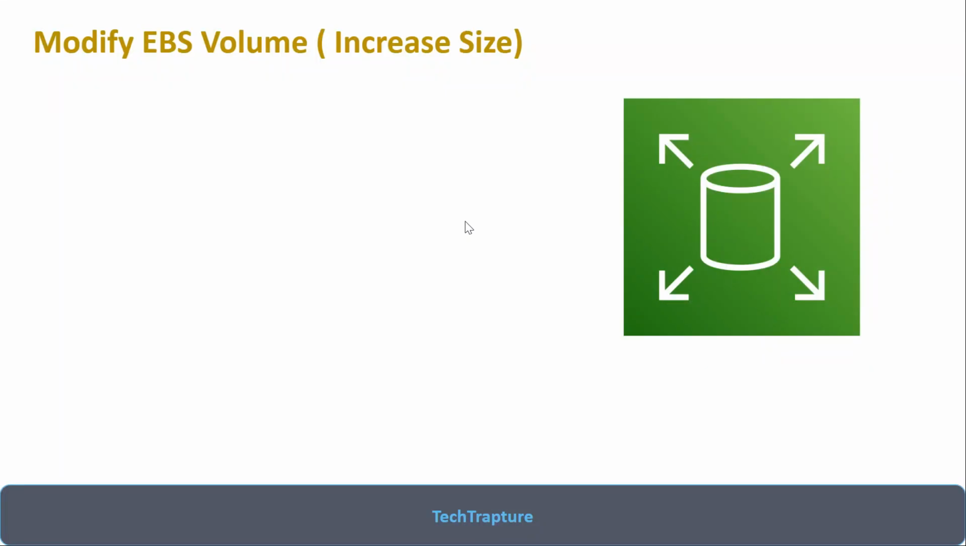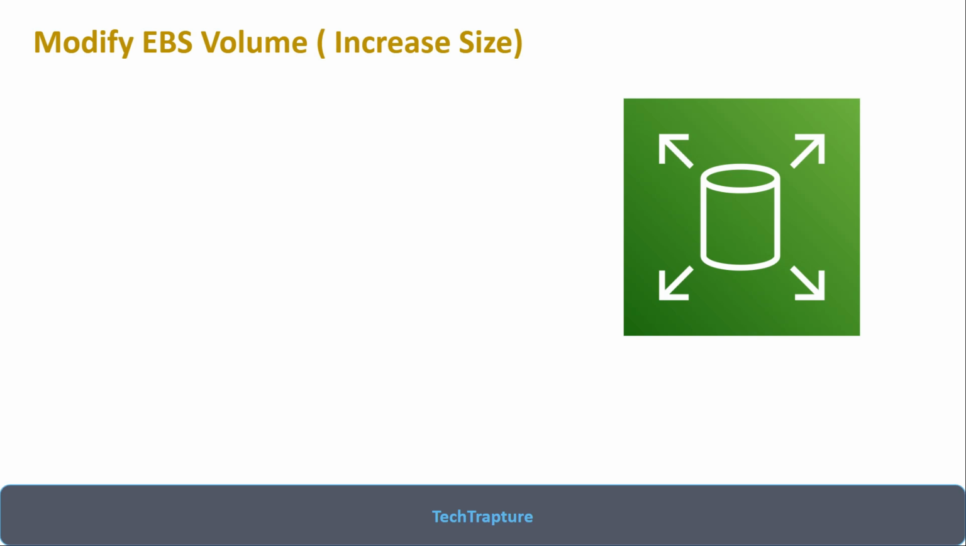Welcome to Tech Capture. In the previous video we already saw what EBS is and how we can attach EBS to our EC2 instance. It was not only creating EBS; we also saw how we can create a new EBS volume, attach it to an existing instance, and how we can mount it on Linux.